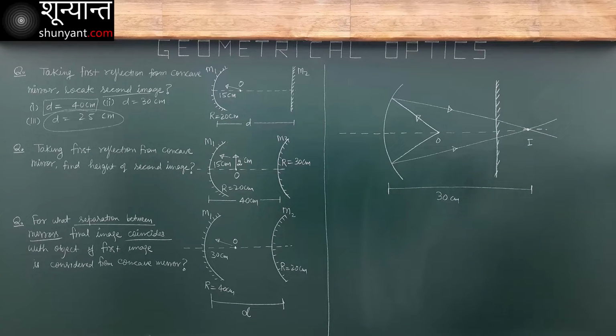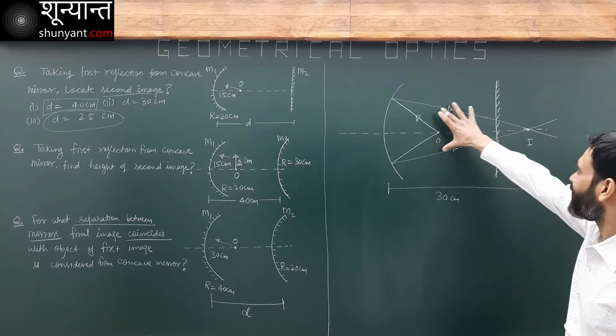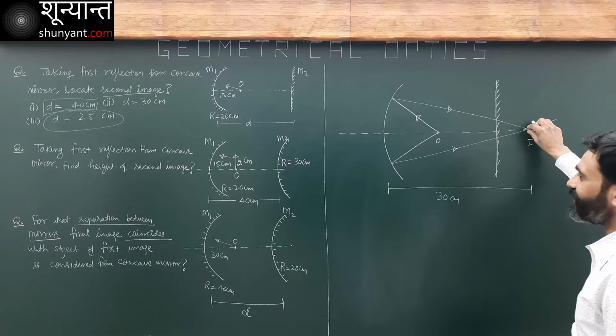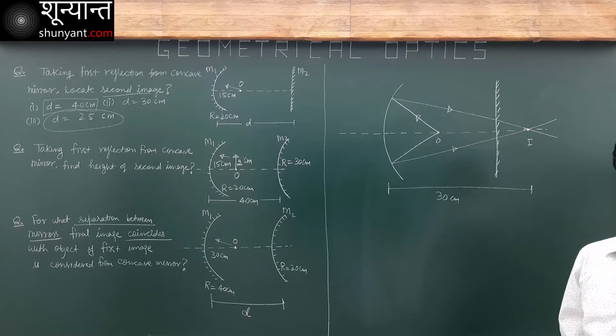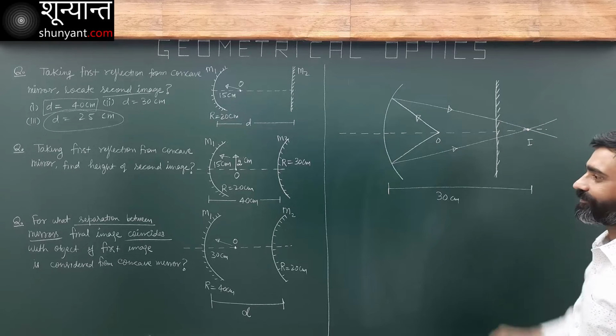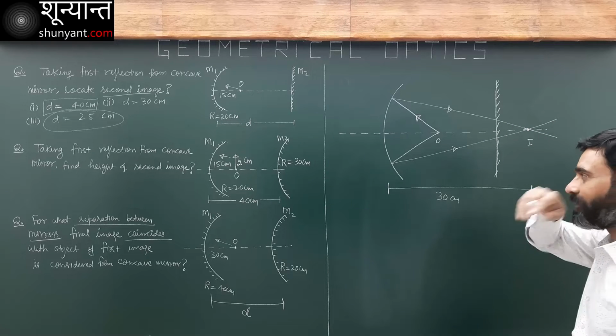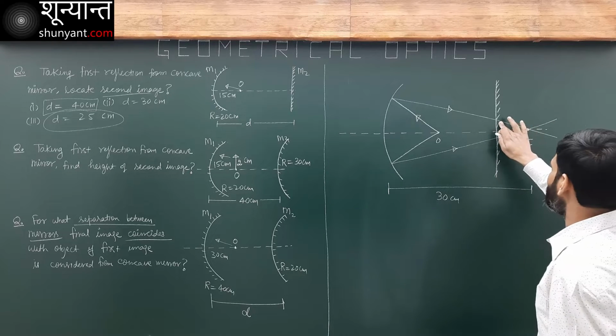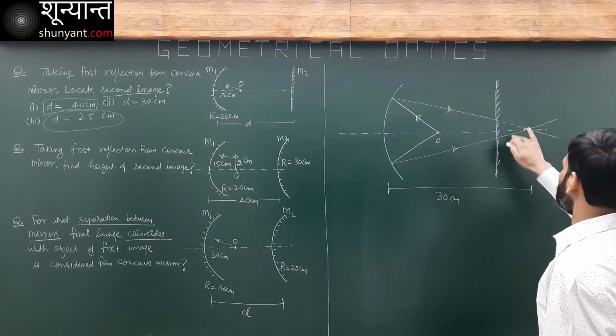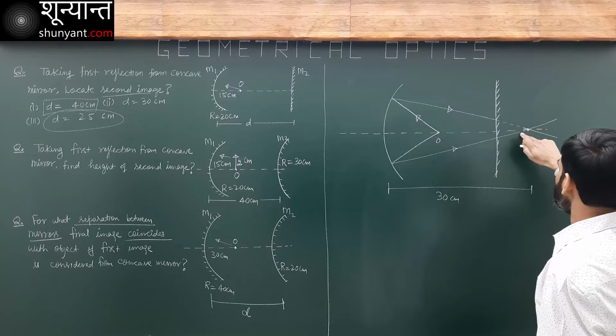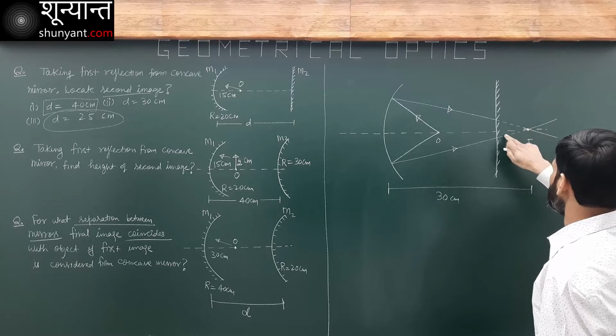I am keeping a plane mirror here. I do not allow these light rays to converge at this point here. I do not allow them to converge here. Then what will happen? The light rays cannot come here. They just appear to be going towards this point, but they will not reach here.